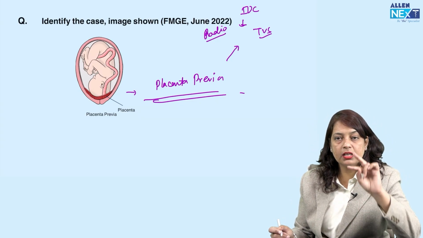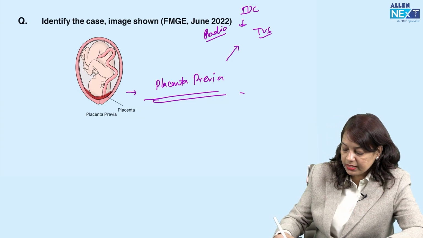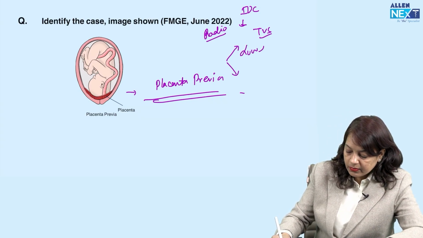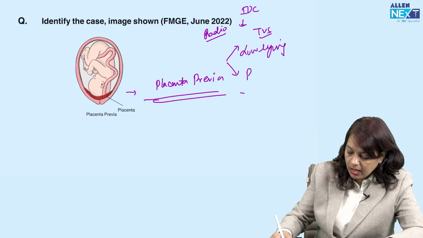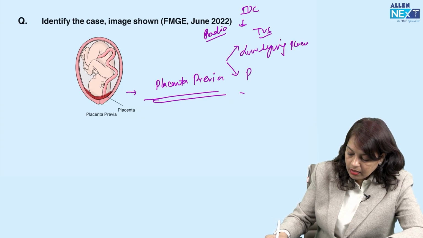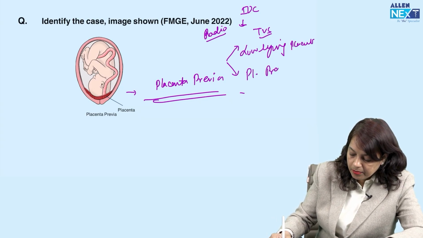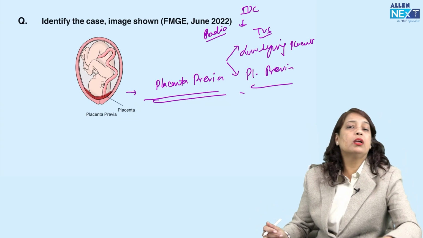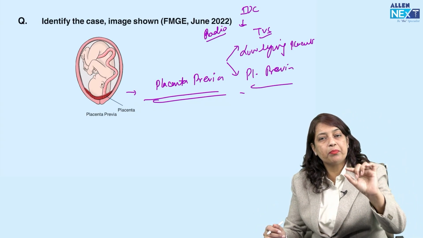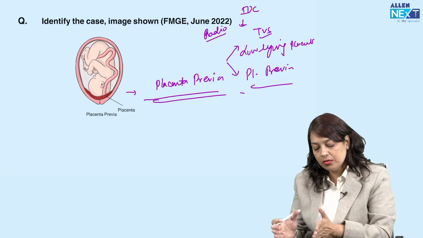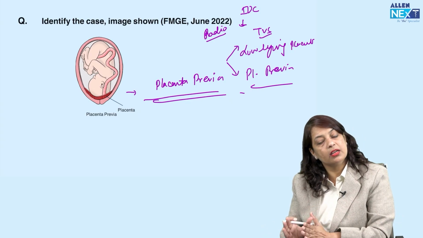So radiologically, there are only two types of placenta previa, that is a low-lying placenta and placenta previa. Okay, so the marginal, partial and central placenta previa are all merged into the placenta previa category.